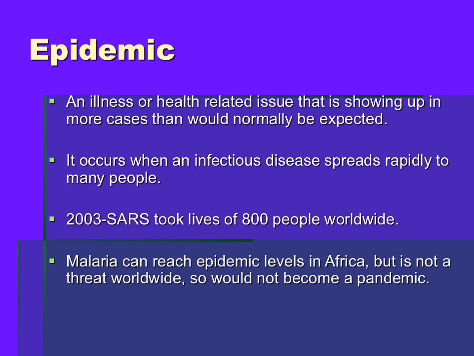So an example is in 2003, SARS, a respiratory disease, severe acute respiratory syndrome, took the lives of about 800 people worldwide. Malaria can reach epidemic levels in Africa, but is not a threat worldwide, so it wouldn't become a pandemic. And the prefix pan means all. So if it's a pandemic, then it's affecting people all over the world in very large numbers. And SARS affected people worldwide, but not in very large numbers. 800 people seems like a lot, but compared to the amount of people in the world, it's not.